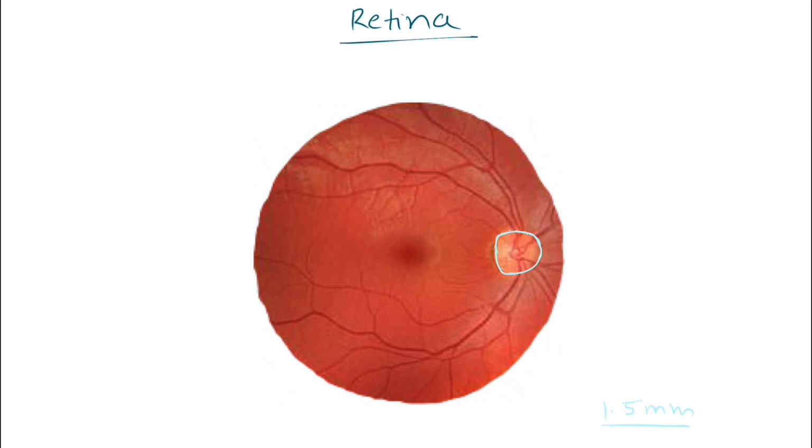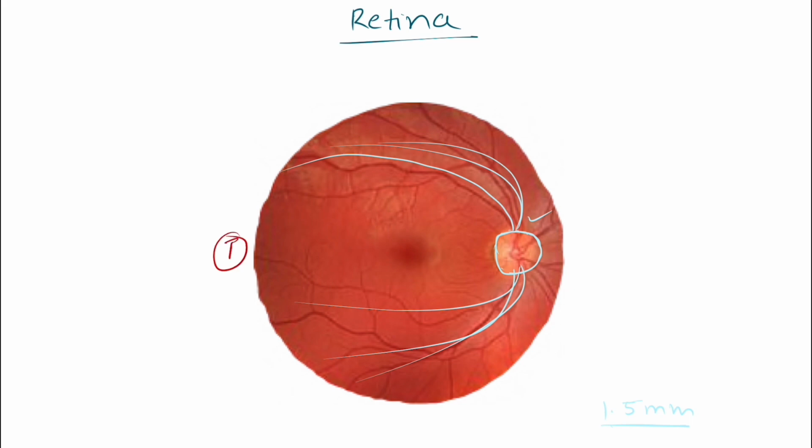From the optic disc you can see some vessels coming out. They make a specific kind of structure which starts from here and ends here. So you can always remember which side is temporal just by looking at the fundus. Wherever these vessels are going, that side is your temporal, and wherever the optic nerve is, that side is your nasal.